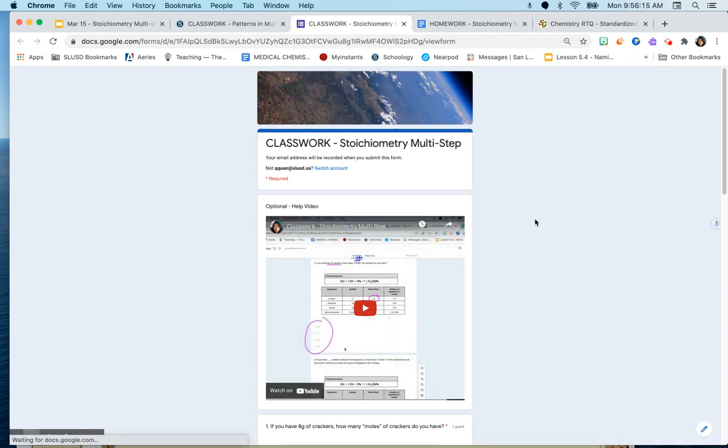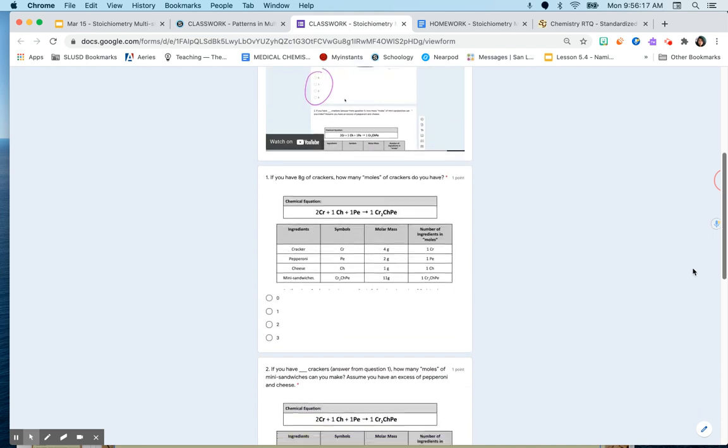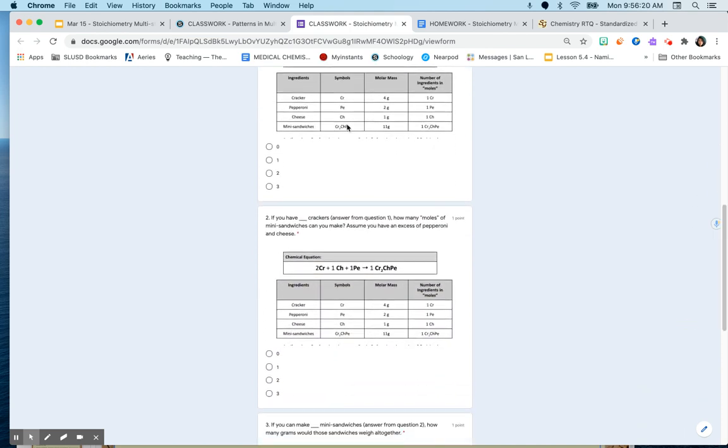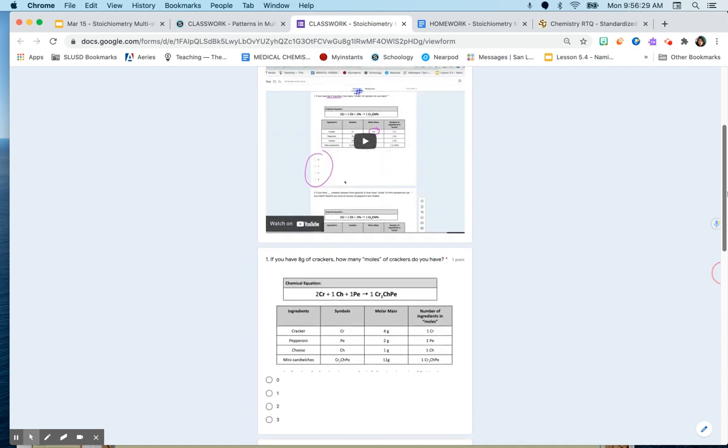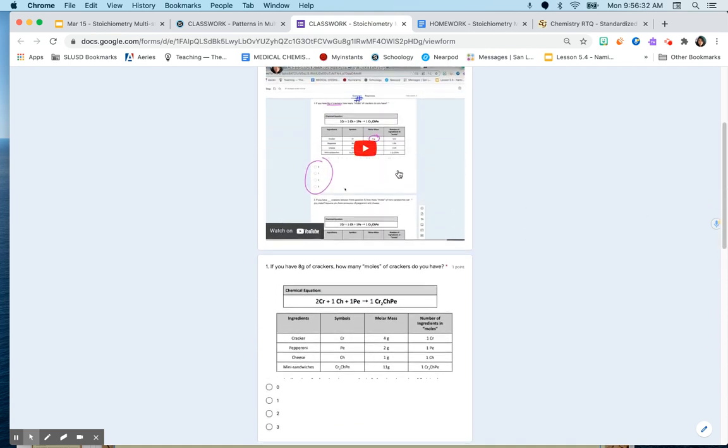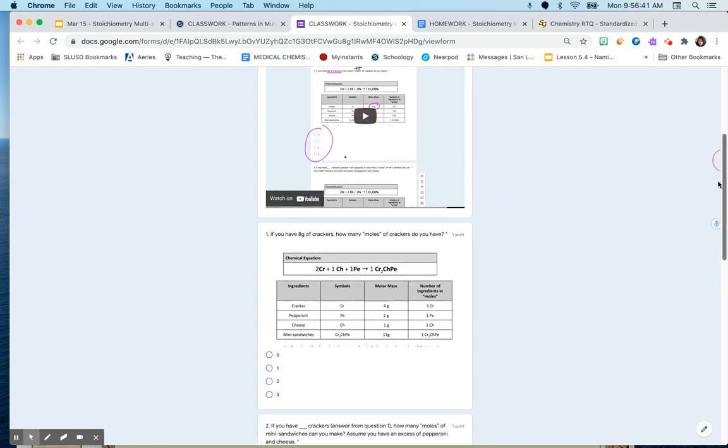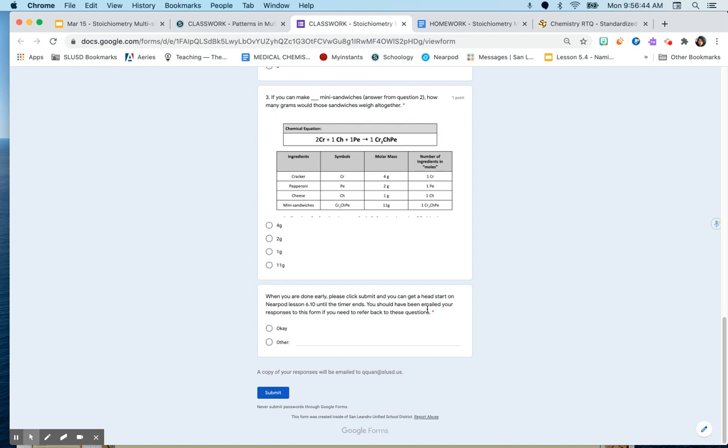When you open that link, the first thing you should see is a tutorial video if you need help with the questions below. These 3 problems, we could condense into one problem, which is essentially what you see in stoichiometry. So these 3 math steps will help you answer one mixed multi-step problem in stoichiometry that we're going to talk about in Nearpod lesson 6.10. But if you can solve these 3 problems separately, it's pretty much what you are doing in Nearpod lesson 6.10.